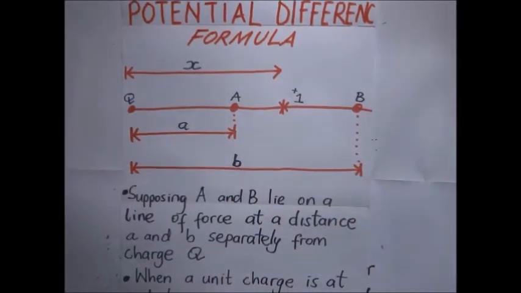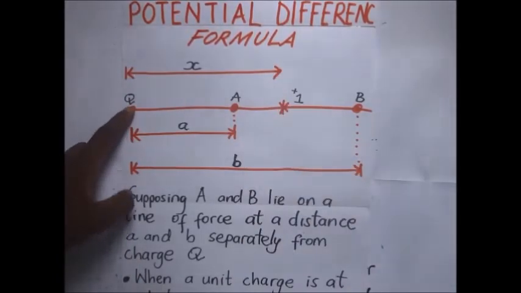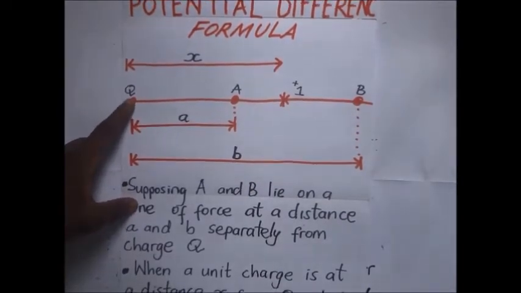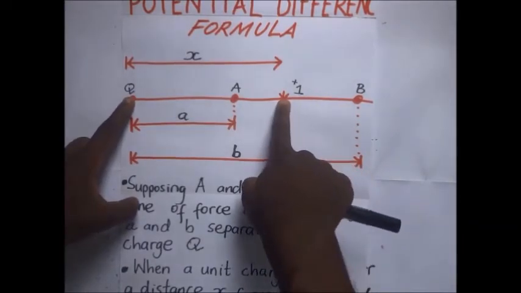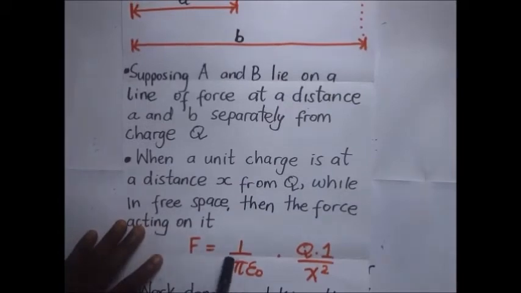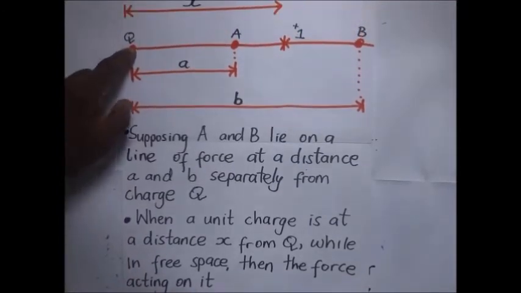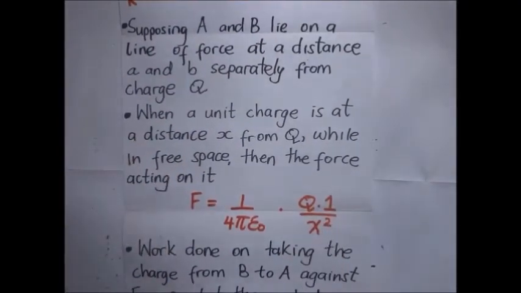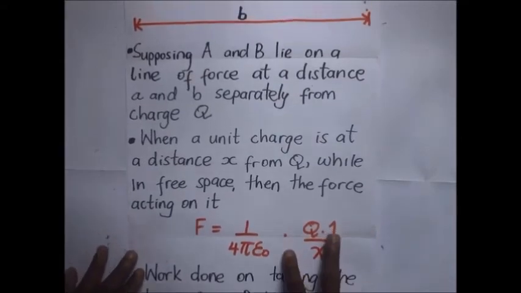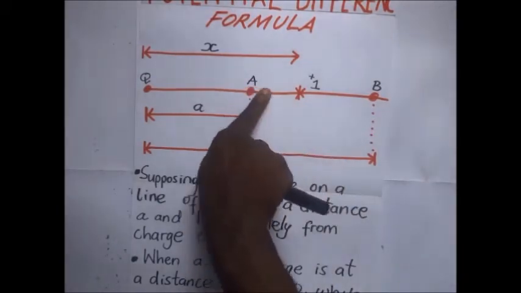Now, a unit charge is at a distance x from Q, in free space. The force acting on this unit charge we get from Coulomb's law of electrostatics, which is 1/4 pi epsilon naught times the product of the 2 charges, this charge Q times this unit charge +1, so it is Q times 1, over x squared. So this unit charge can either move from B to A or from A to B.